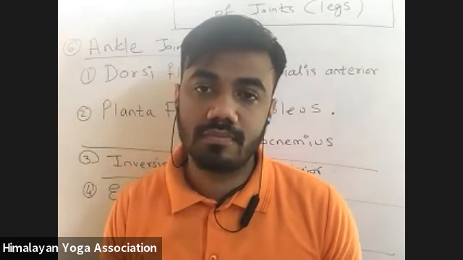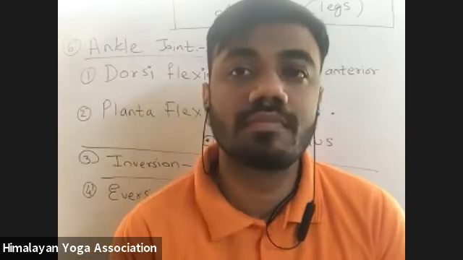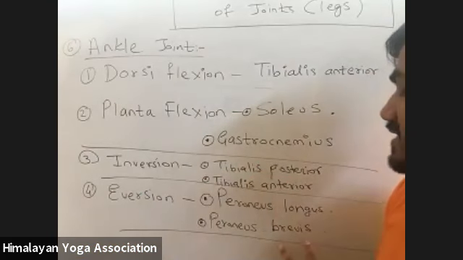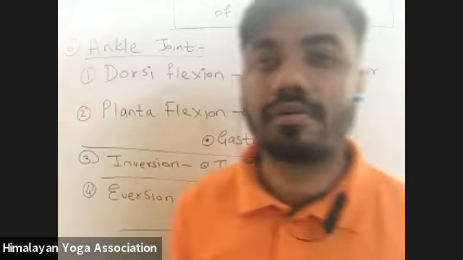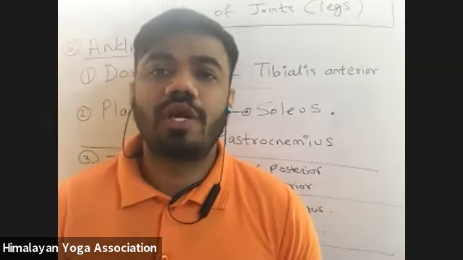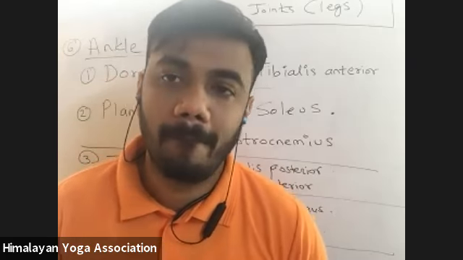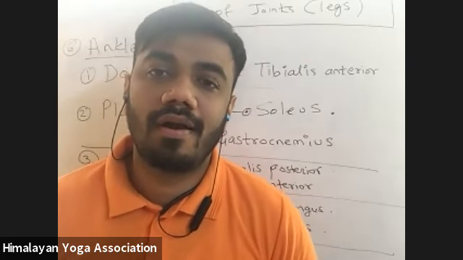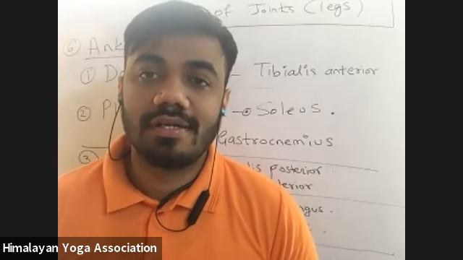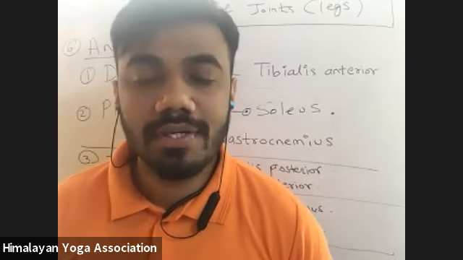I want to see the last one, for the eversion. Peroneus longus activates, and what else? And peroneus brevis. Okay. Brevis means short, longus means long. So eversion movement. When you do eversion movement, can you tell me? Eversion, when we take the foot in? No, eversion, not inversion. Eversion is when we take it out, upwards. So in which posture do we take it out?